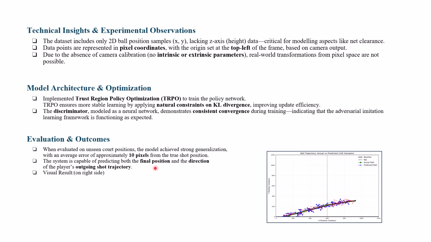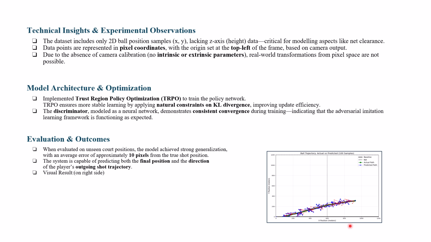Coming to the outcomes of the model, we tested on unseen data. Our model predicted the outgoing shot with an average error of just 10 pixels. That's quite accurate given the limitations. It could even predict the shot direction, which is crucial for tactical gameplay.